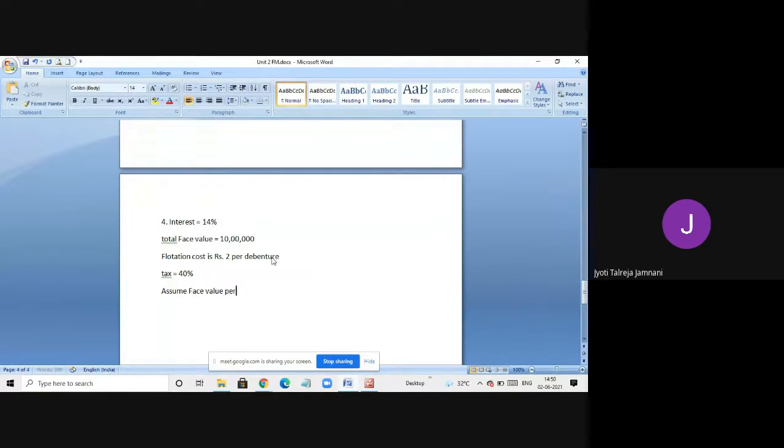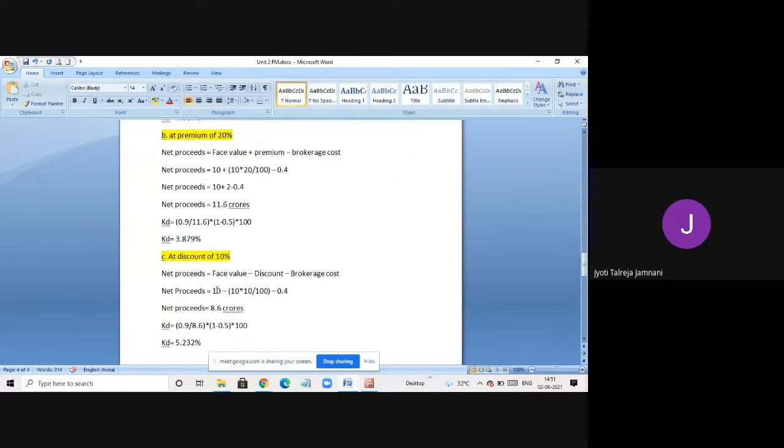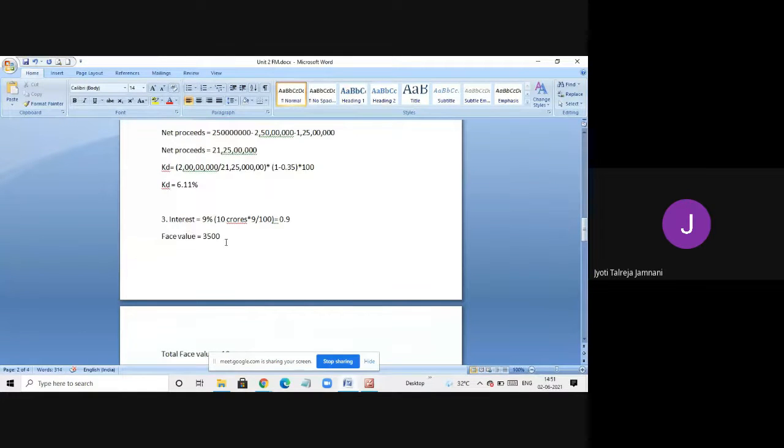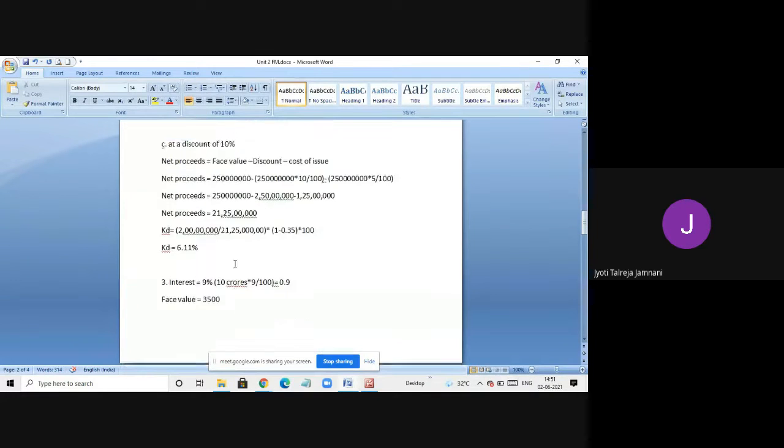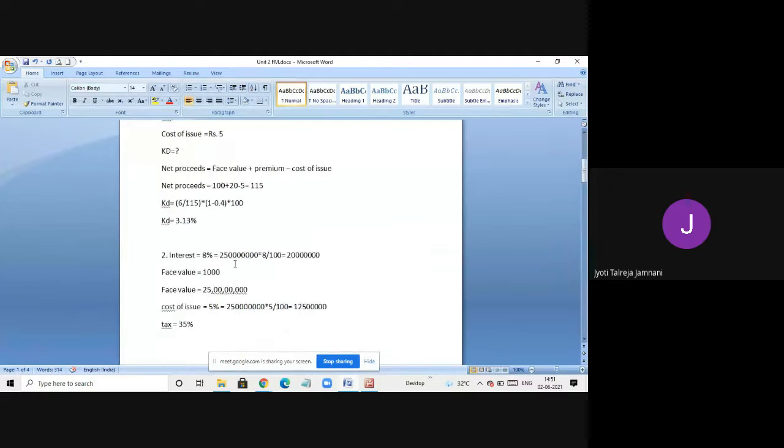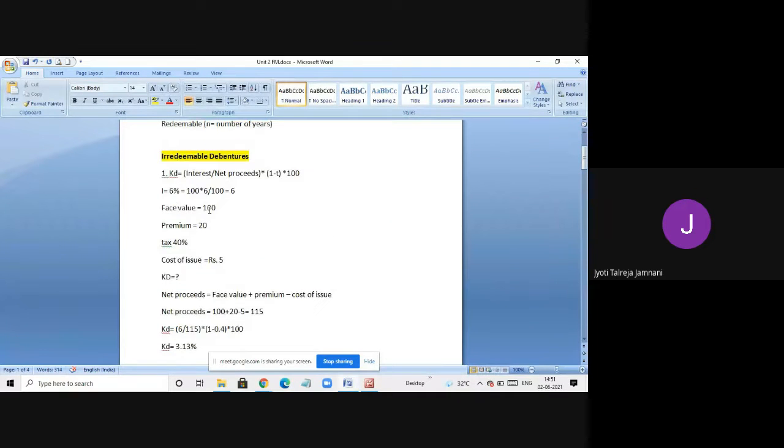Face value per debenture is rupees 100. Then we'll be able to solve, because we want everything either per debenture or everything as total. Now you saw you cannot convert this per-debenture flotation cost into total because we don't know the number of debentures. That's why we are coming back to per debenture. So we are assuming that the face value per debenture is 100. Whereas in the previous sum, they had given face value per debenture as 3,500, total was 10 crores. Even before that, they told face value per debenture was 100.